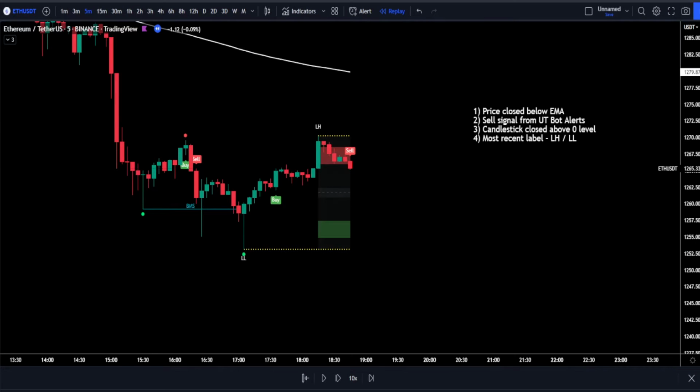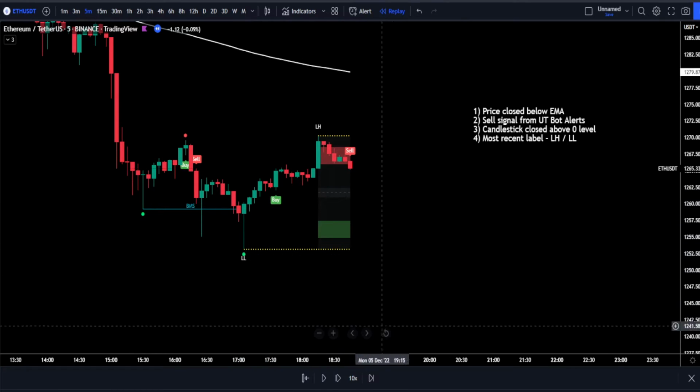For short entries, the opposite rules must be met. First, the price action must be closed below our 200 EMA, the UT bot alerts must issue a new sell signal, and at the time the signal is issued, the candlestick must be closed above our zero level. This way we're making sure that the security is being overbought in a downtrend. And the final and fourth condition is to have our lower lows or lower highs printing.